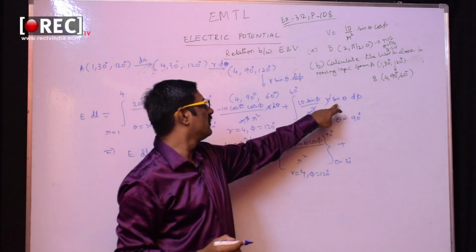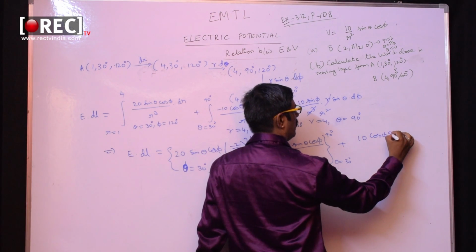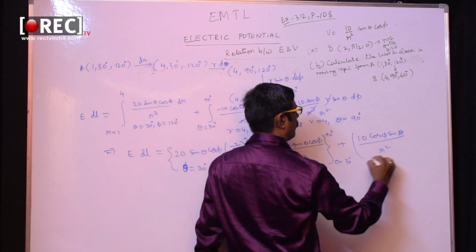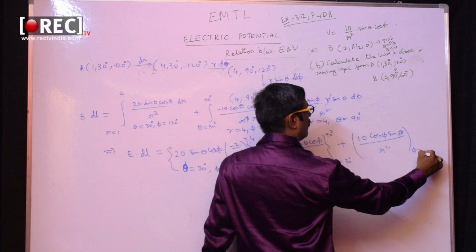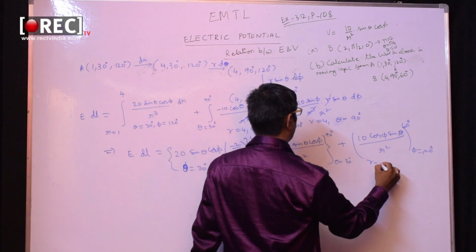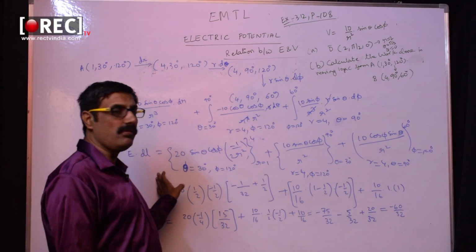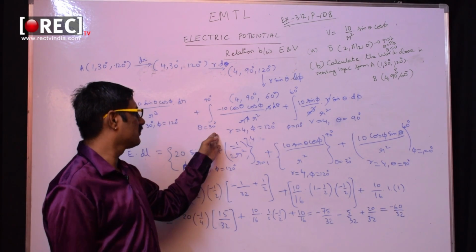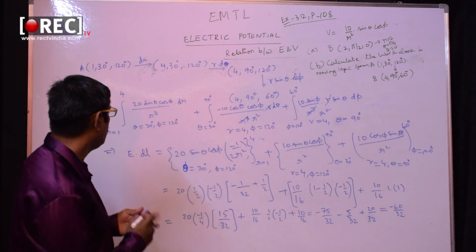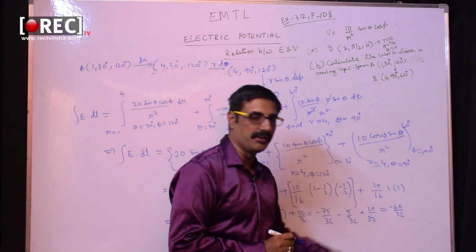So what is the integral of sine phi here? It is cos phi. So plus 10 cos phi sine theta divided by r square, from phi varying between 120 degrees to 60 degrees, where r takes a value of 4 and theta takes a value of 90 degrees. So substituting the given limits, finally we get the integral of E bar dot dl as minus 60 by 32.